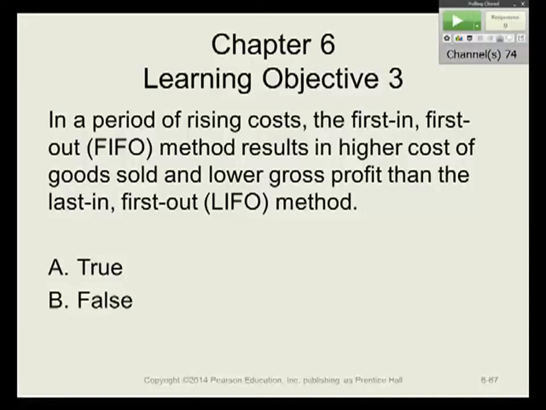The LIFO is going to give you, from an income statement perspective, the highest cost of goods sold. That's why in a period of inflation, it's the most popular for tax purposes. It gives you the highest tax deduction and the lowest net income. So LIFO will give you the lowest net income. It gives you the highest tax deductions, and that's what makes it popular for tax purposes. Of course, on the balance sheet side, notice it gives you the lowest inventory value.